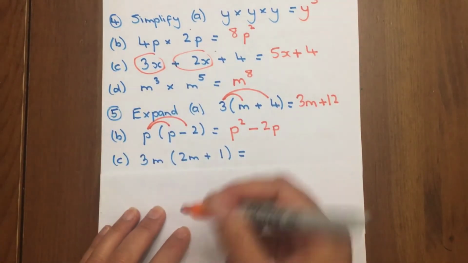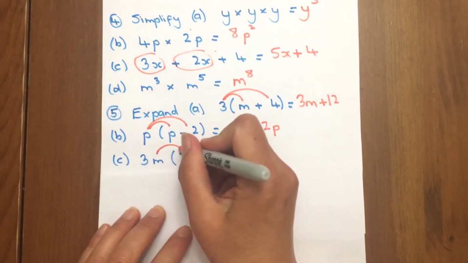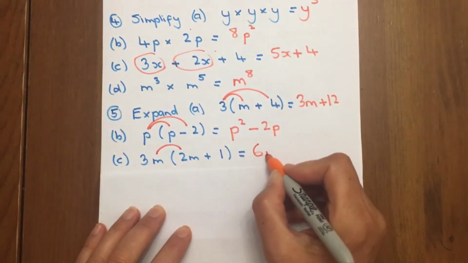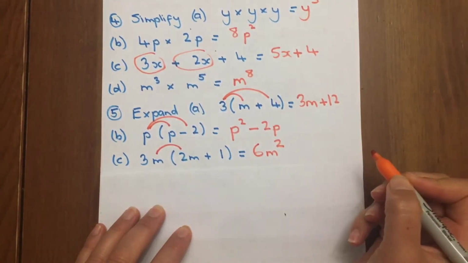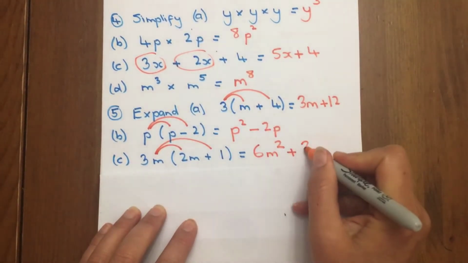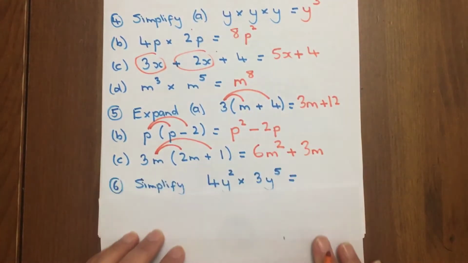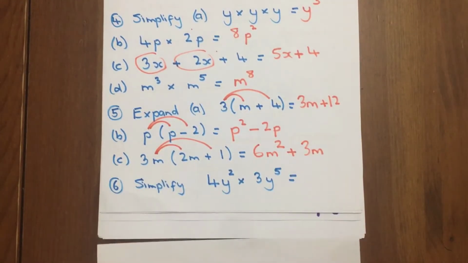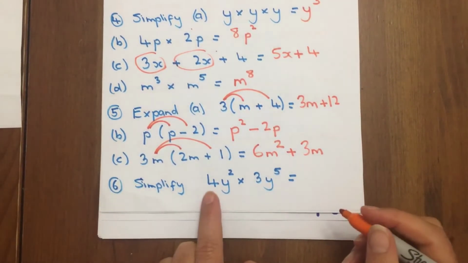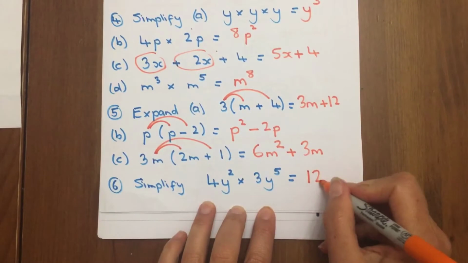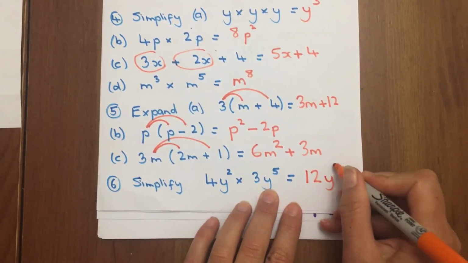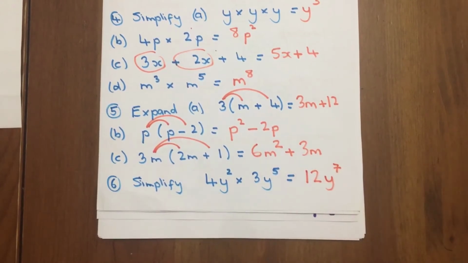This one I couldn't fit in on the page, but I'll do it now. 3m times 2m is 6m squared. 3m times 1 is 3m. Okay, and the very last one, you can have a go at doing it now. 4 times 3 is 12. Y squared times y to the 5, you add the powers.